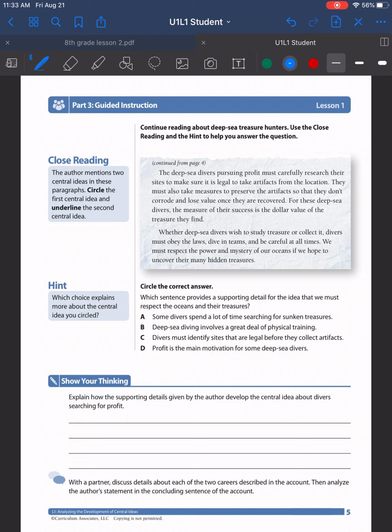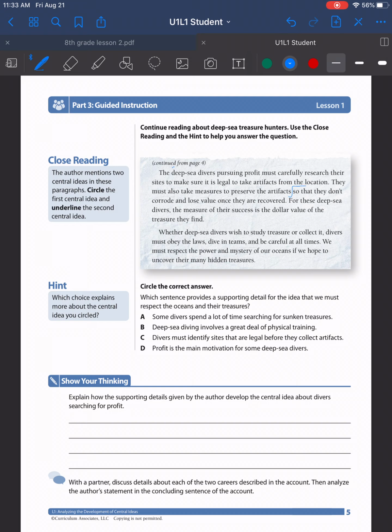It's definitely about the people who are deep sea diving, not just to learn, but to actually find things that are worth value. So I believe I'm going to circle the first central idea. I'm going to say it's deep sea divers pursuing profit must carefully research their sites to make sure it is legal to take artifacts from their location. They must also take measures to preserve the artifacts. I'm going to stop it right there.